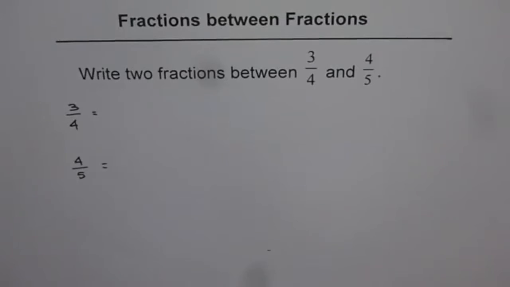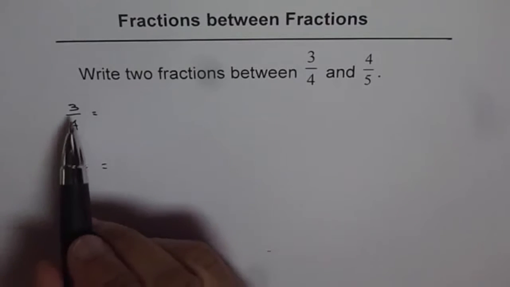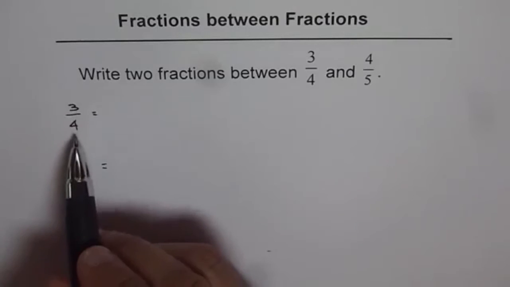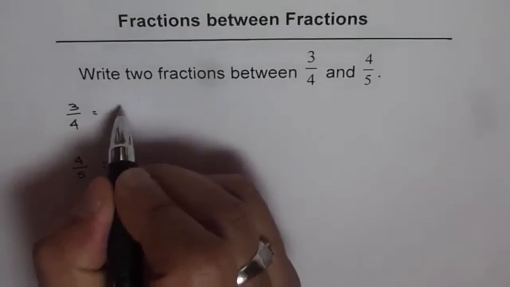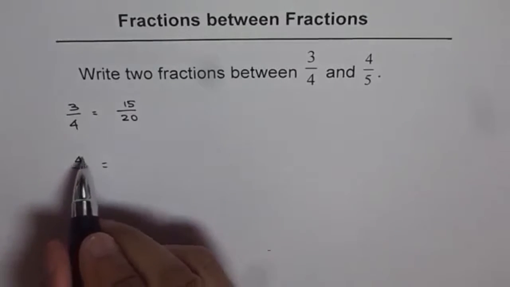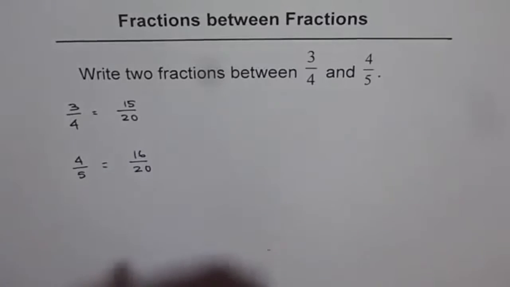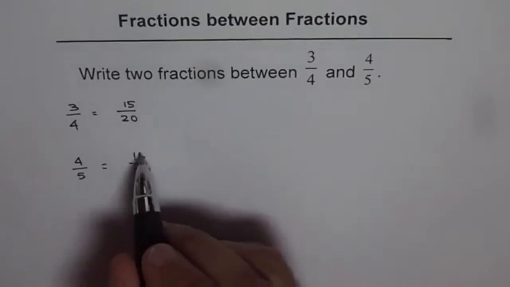Well, the best way is, let's make their denominators same. So if we make common denominator, it could be 20 as a common denominator, right? So let's multiply the numerator and denominator of the first one by 5. That will give us 15 over 20. And for the next one, we can multiply them by 4, which is 16 over 20. Now, we have common denominator of 20. We need to find fractions between them.